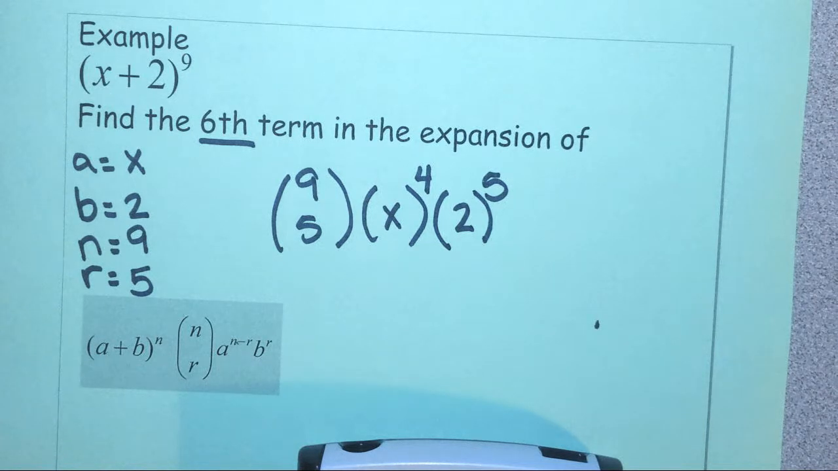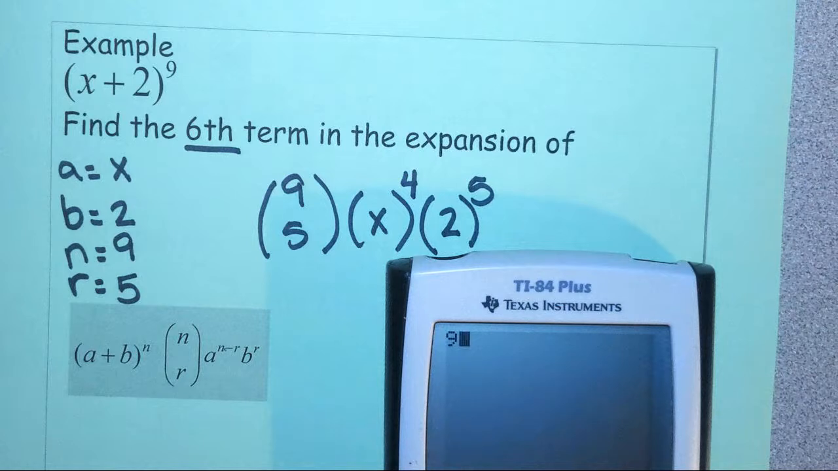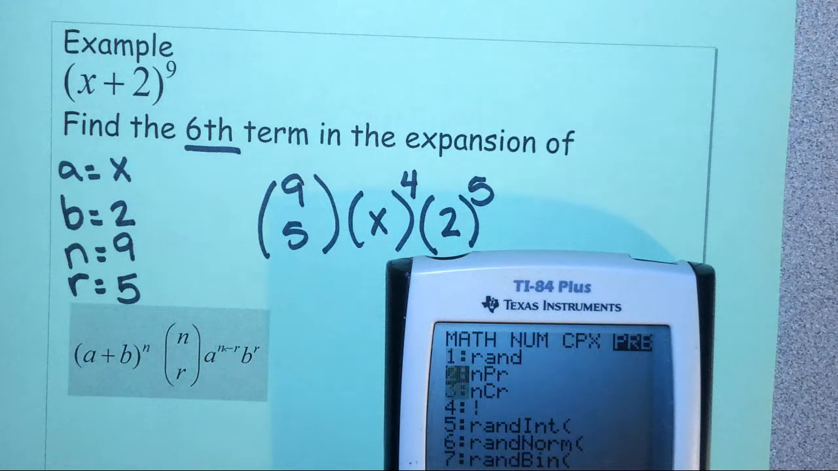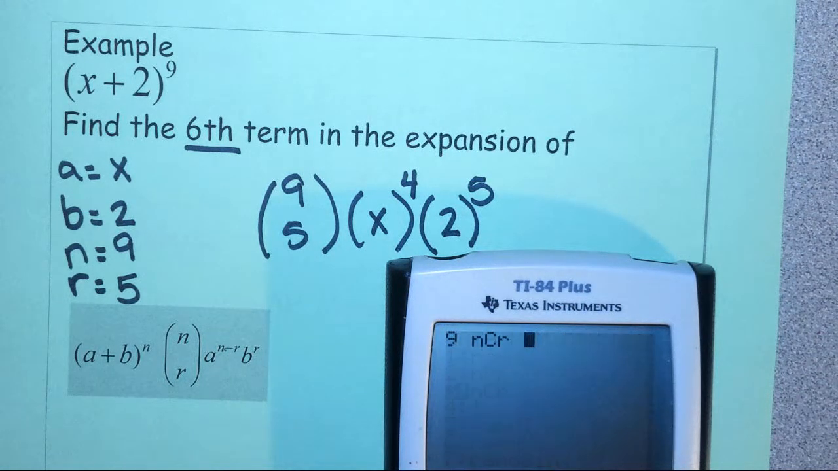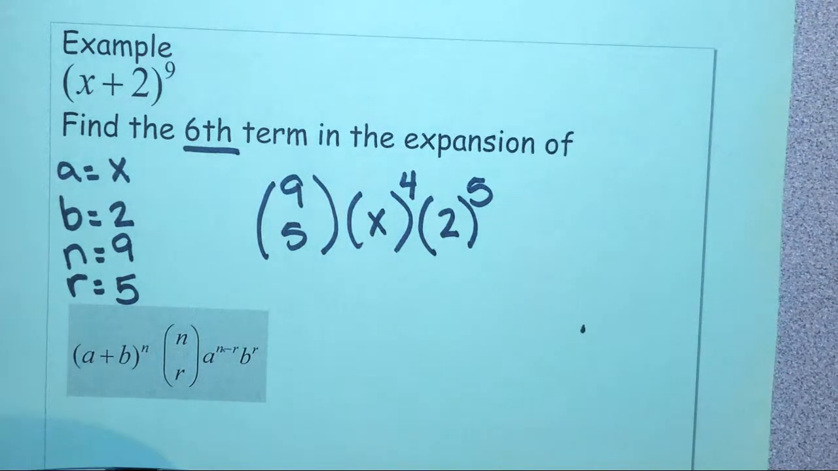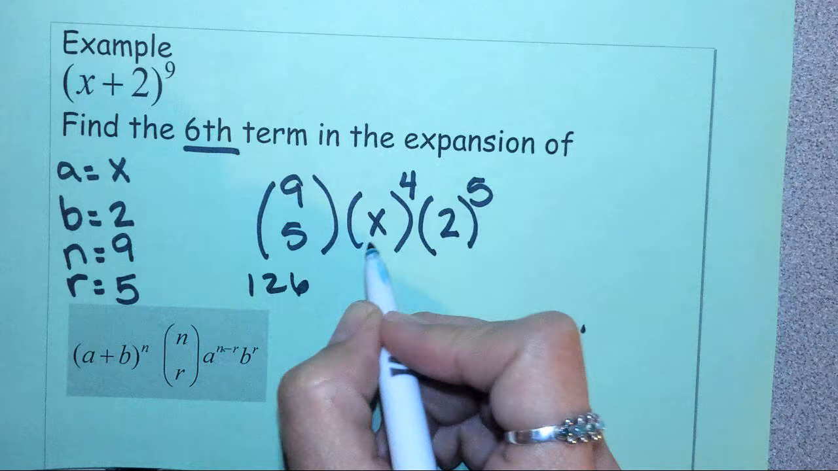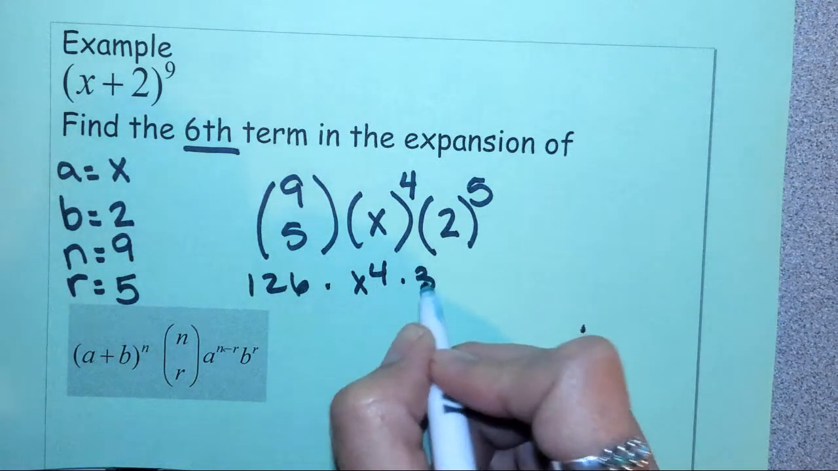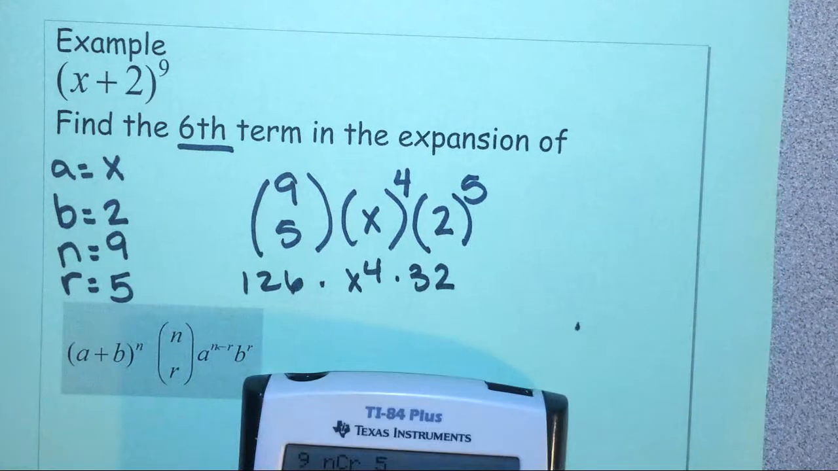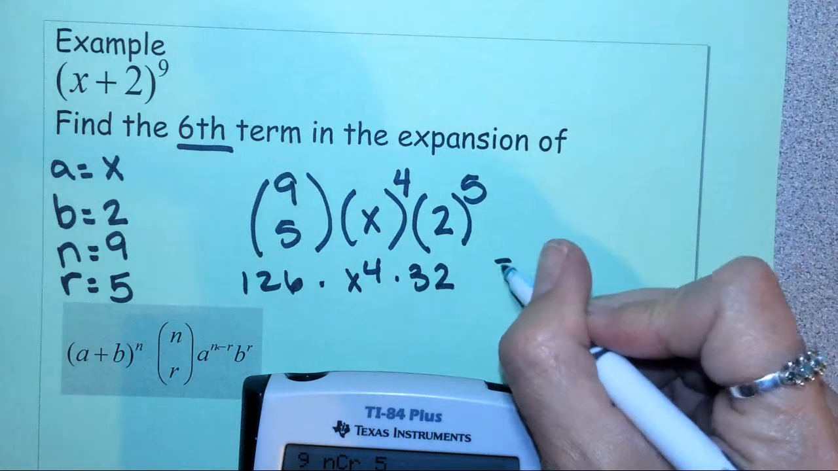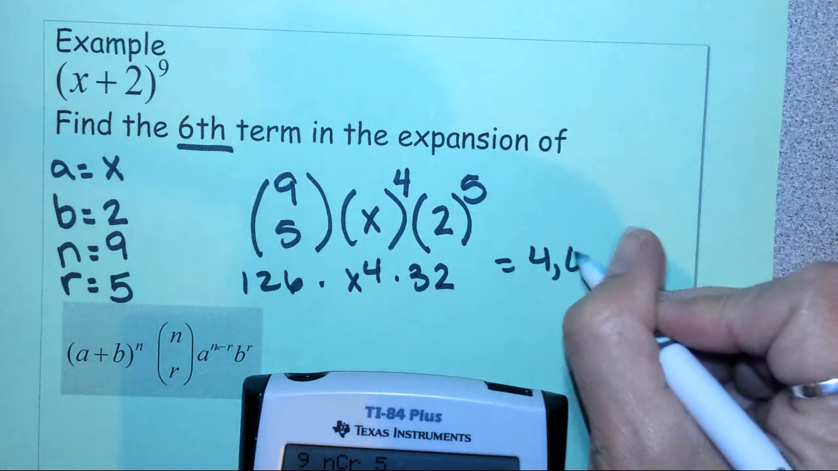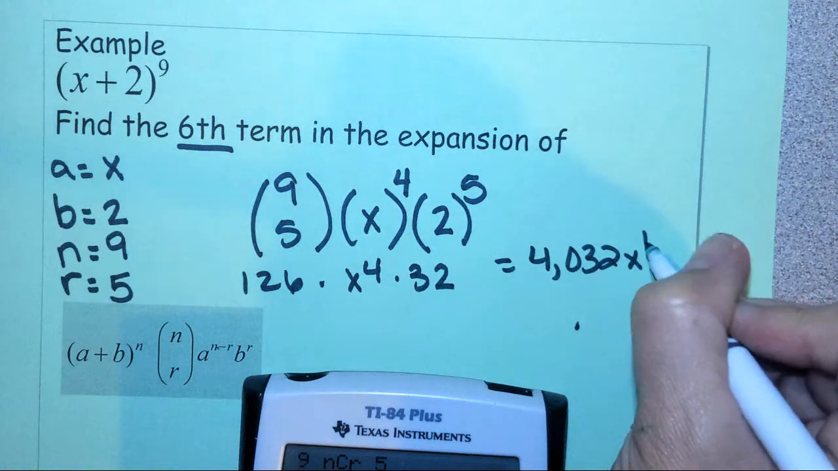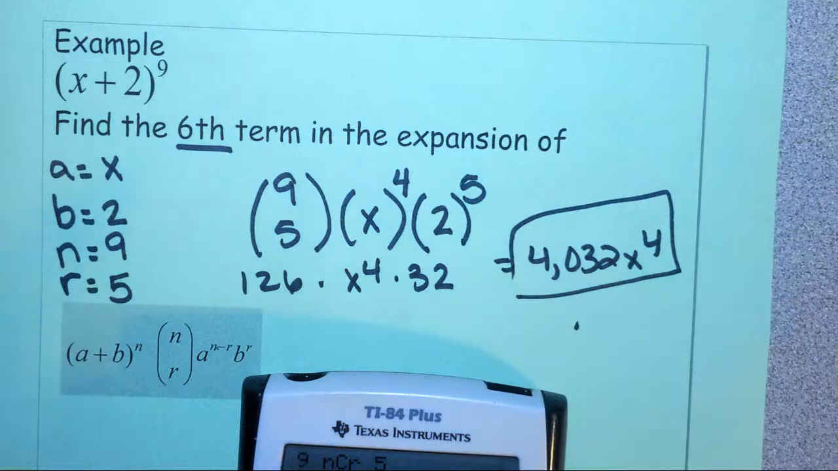So type in 9. And you go over to math. Down to n choose r. And you type in 5. So 126. x to the 4th is x to the 4th. 2 to the 5th is 32. And then you multiply. So 126 times 32 equals 4,032x to the 4th.